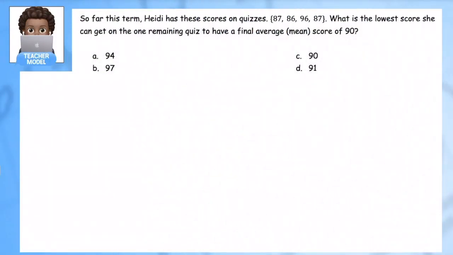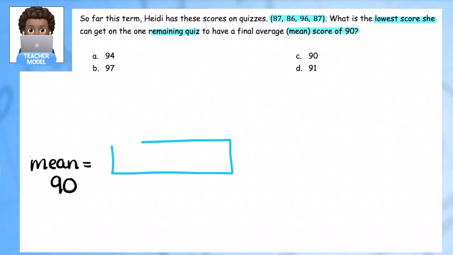So far this term, Heidi has these scores on her quiz: 87, 86, 96, 87. What is the lowest score she can get on the remaining quiz and still have a mean of 90? I love this problem. Let's talk about it. We know it's an even share. We want the mean to be 90. And I honestly used to do this math a lot when I used to teach classes, because kids always wanted to know what score they needed to get a certain average.